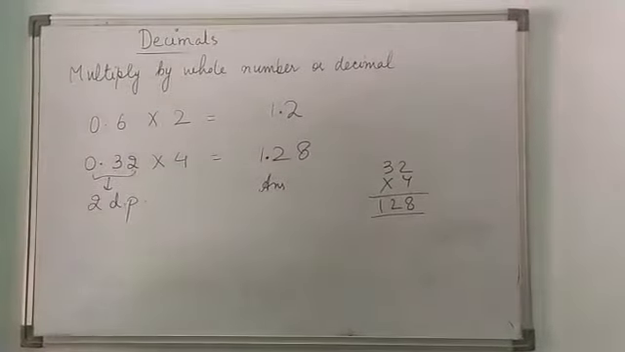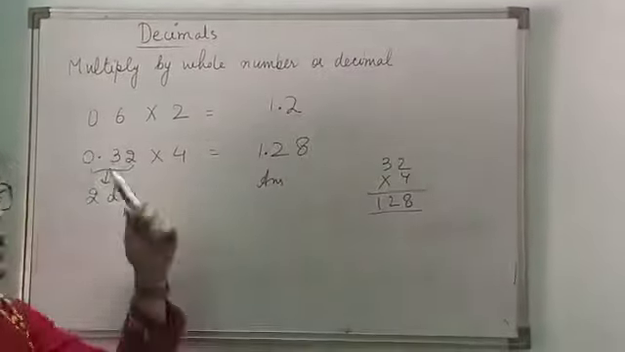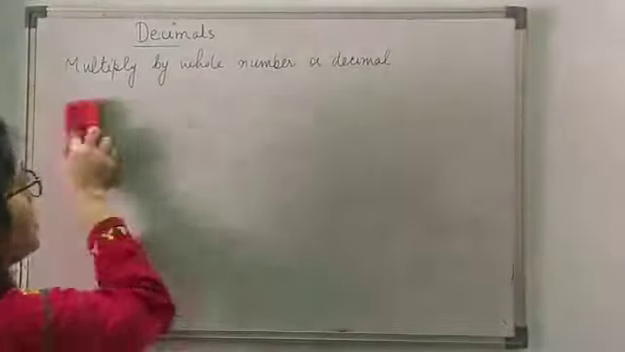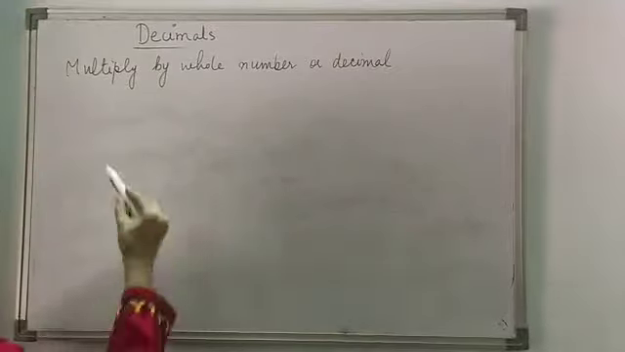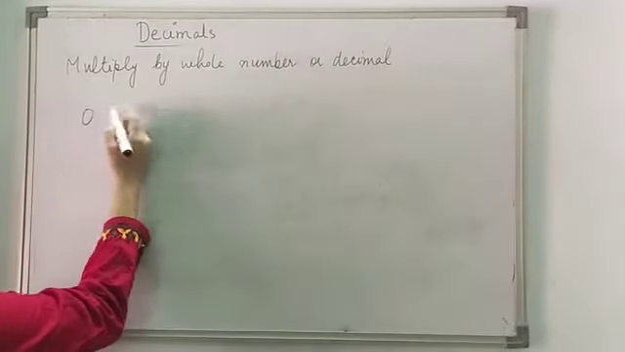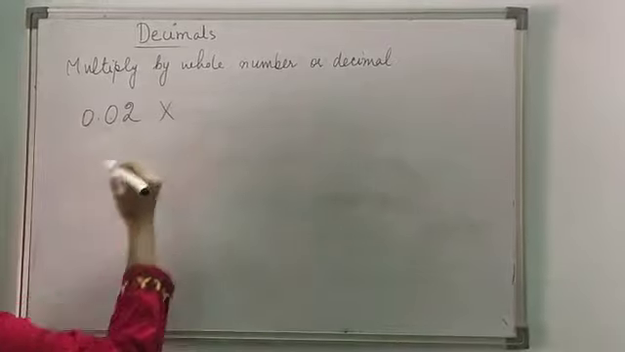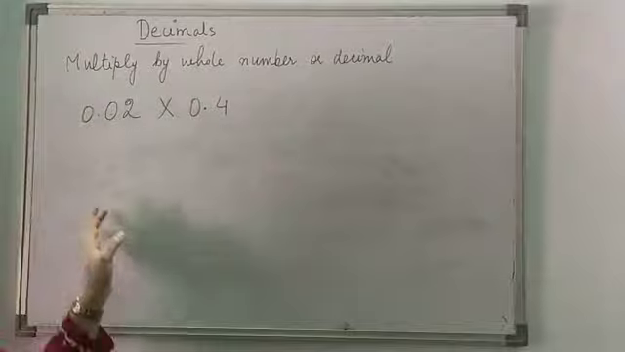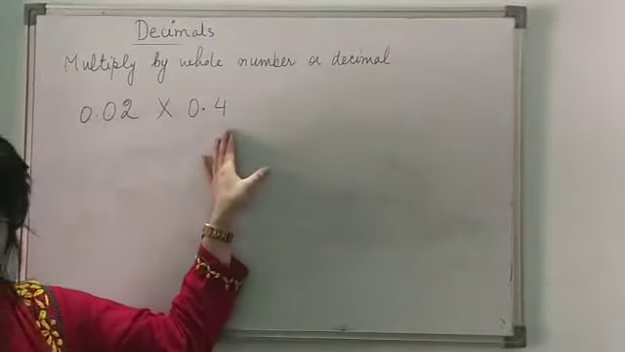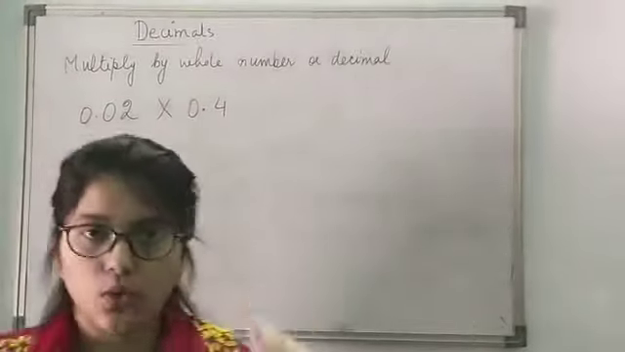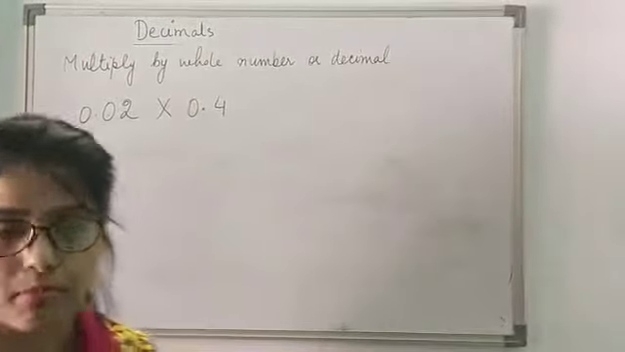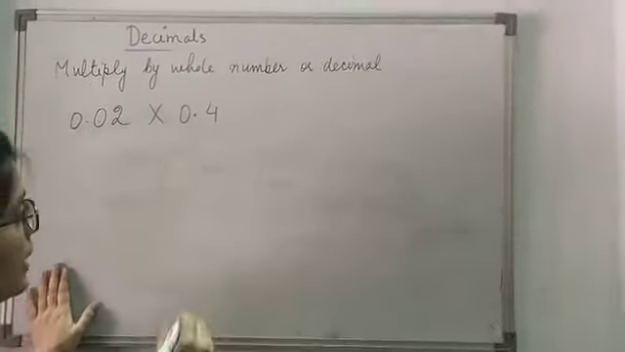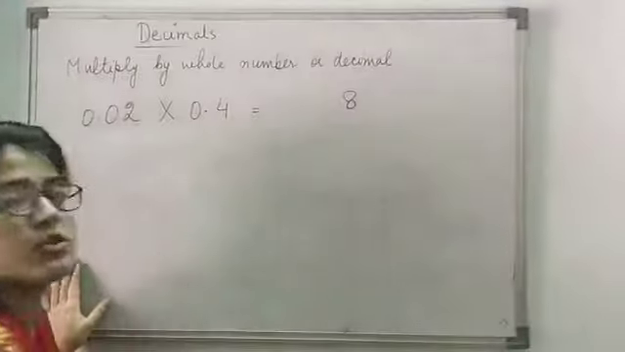Now, if we have to multiply a decimal by a decimal, how will we do that? Let's see. Now, if I take 0.02 multiplied by 0.4, this is also a decimal number and this is also a decimal number. So first of all, you just ignore the decimals and multiply the numbers. So here you can see 4 and 2. 4 2s are 8. So you will get 8.